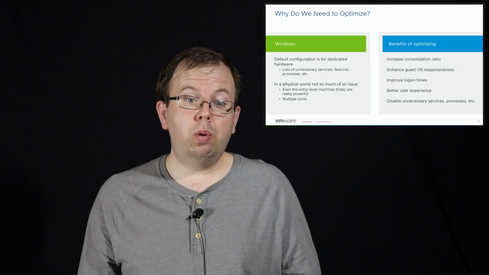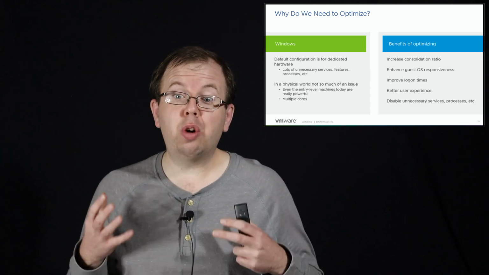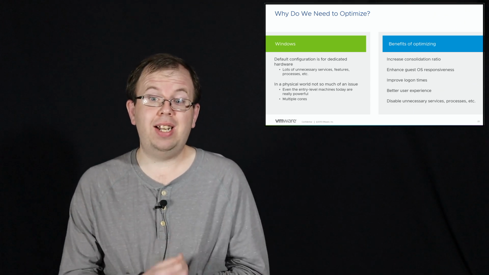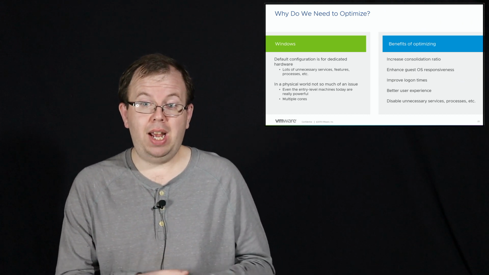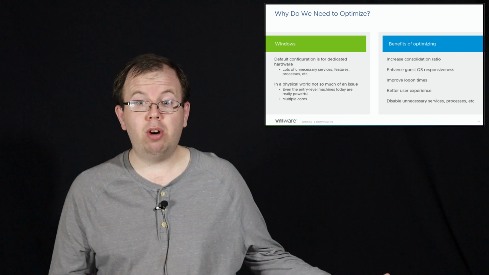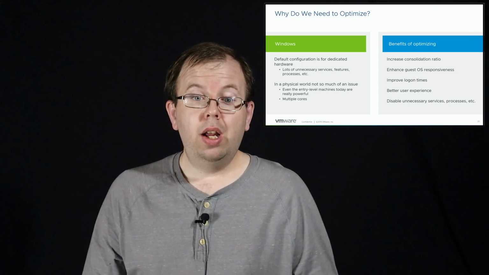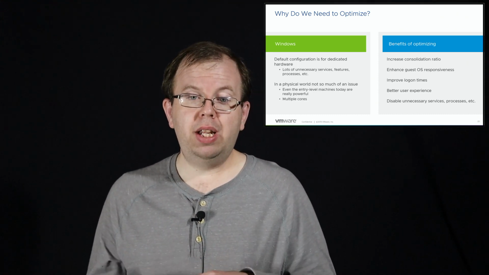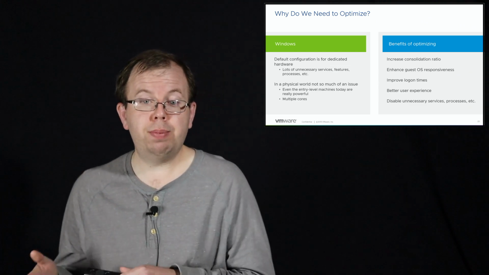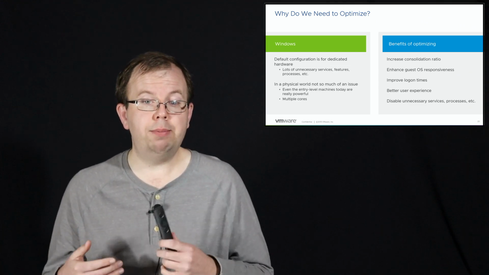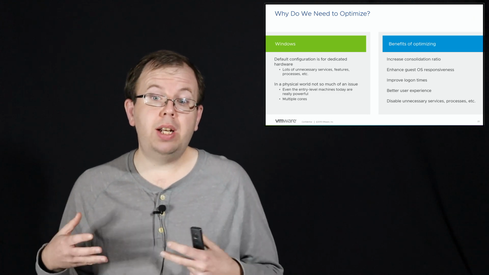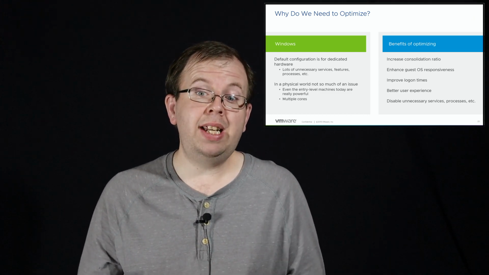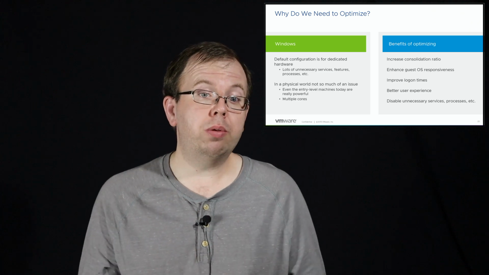And in our physical world, our entry-level machines are ridiculously powerful even today. A low-end Celeron laptop today is better performance-wise than a machine from 10 years ago. So by optimizing, we can enhance guest OS responsiveness, improve our login times, and get a better user experience. And by doing this, we can increase our consolidation ratio, so we need less hardware in order to run our environment.